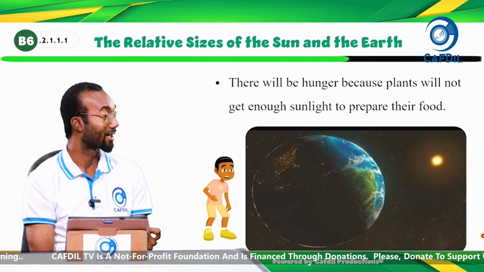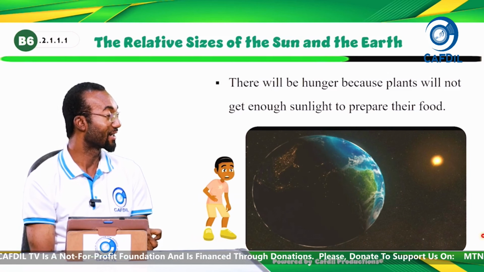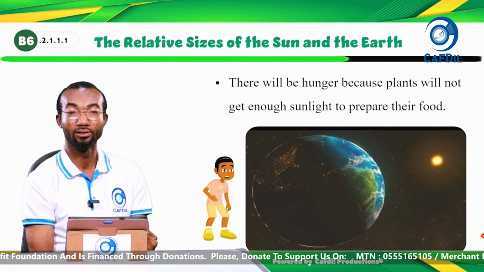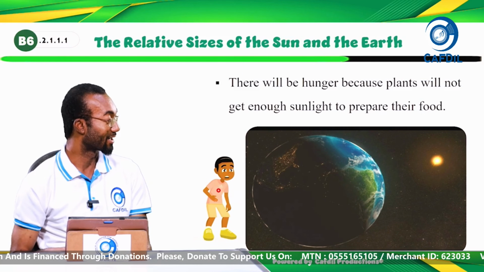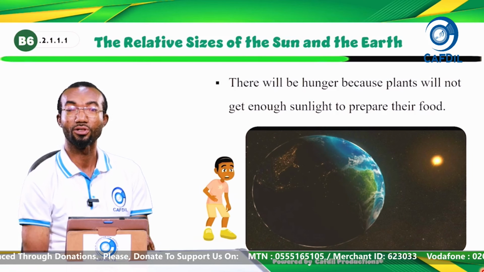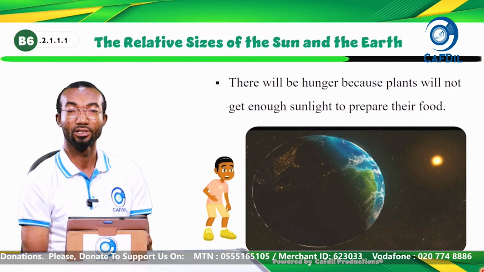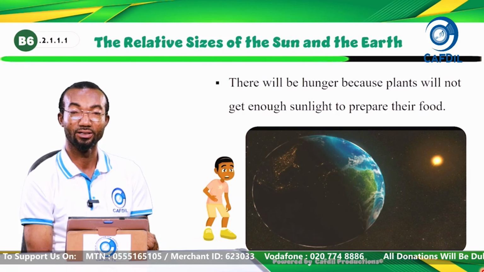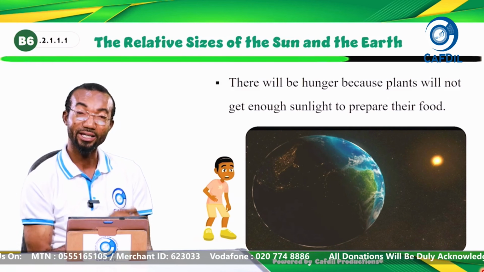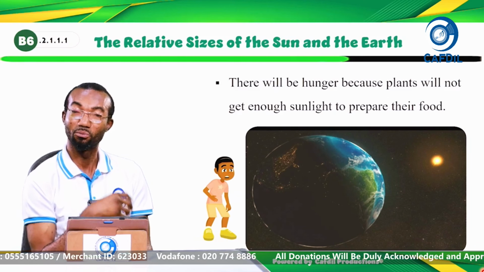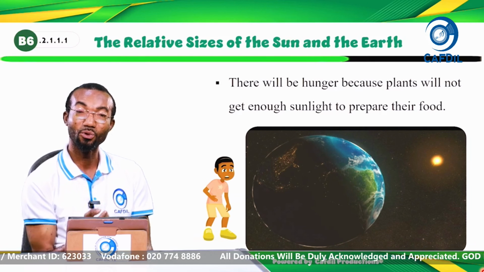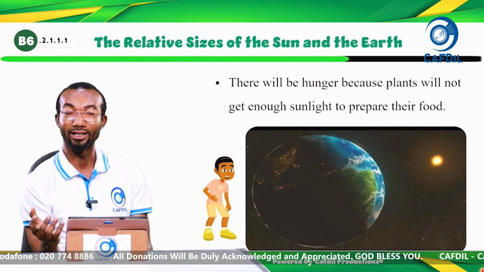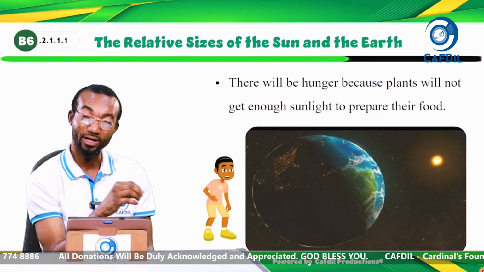There will be hunger because plants will not get enough sunlight to prepare their food. As you see the boy here, very hungry. We also depend on plants for food. The animals that we also eat, most of them depend on plants for food: the goats, the sheep, the grass cutter and the rest.